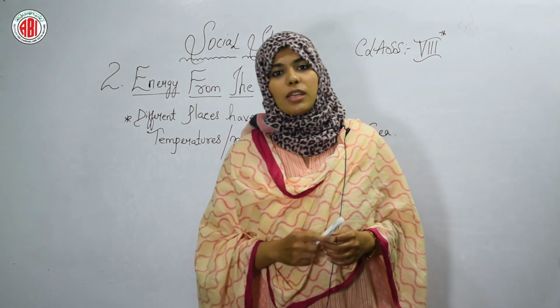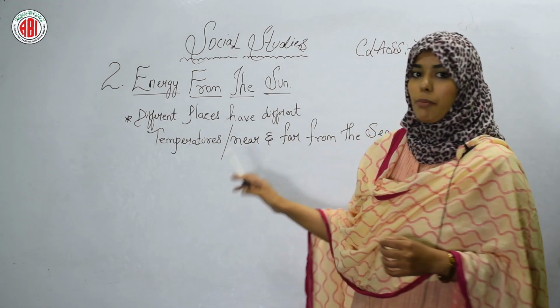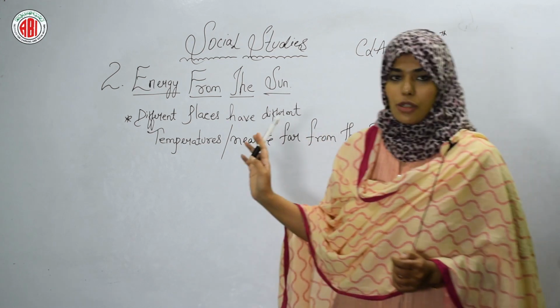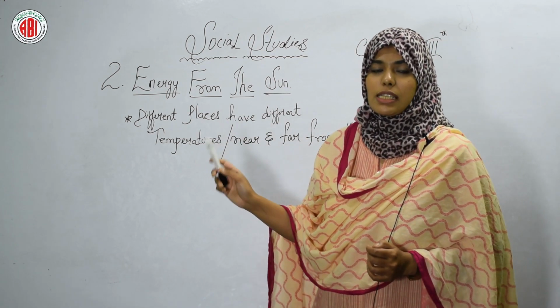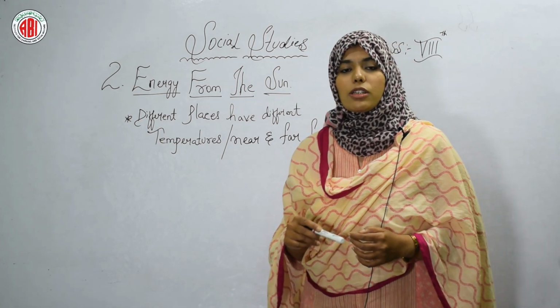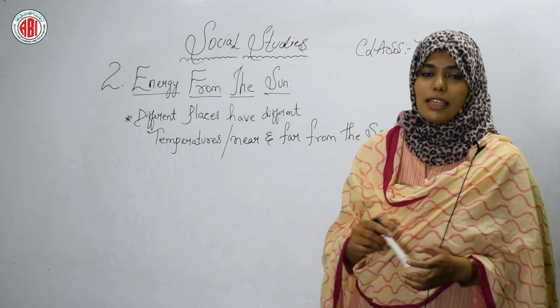The name of the subtopic is: different places have different temperatures, and the temperatures are completely different near and far from the sea. So different places have different temperatures, and whether the sea is near or far, the temperature is also completely different. Let's see what we are going to learn in this subtopic.